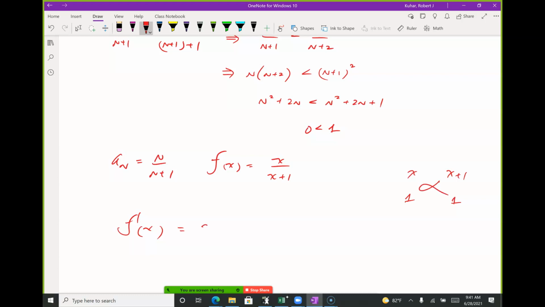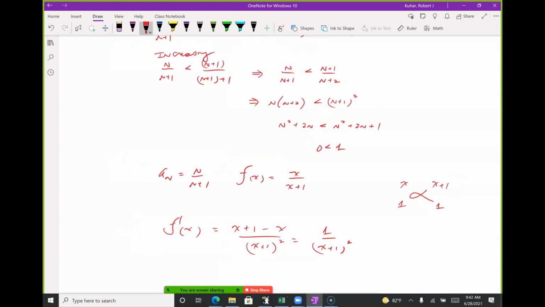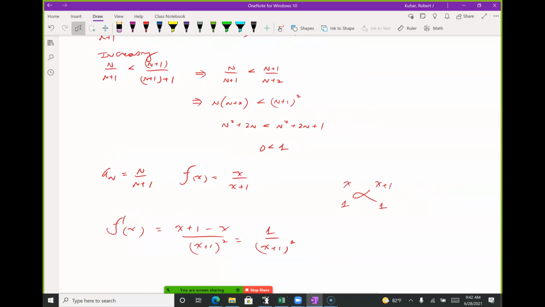We've got x plus 1 minus x all over x plus 1 squared. I got 1 over x plus 1 squared. What kind of numbers come out of that? Always positive. If my derivative is positive, the function must be increasing. So there are all kinds of these little tricks from pre-cal or calc 1 to show that something's increasing, something is bounded, that type of thing.